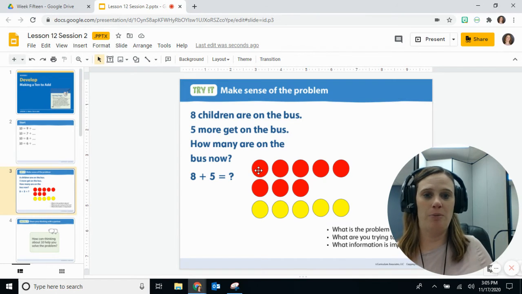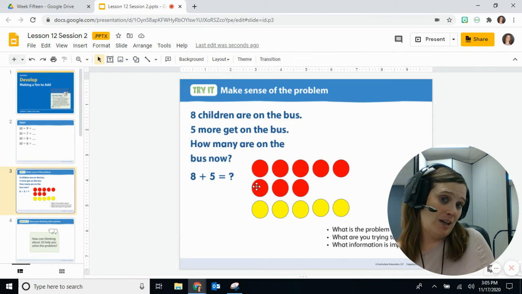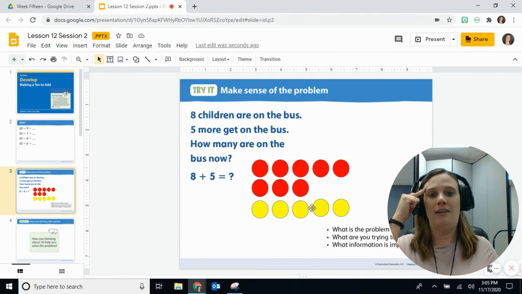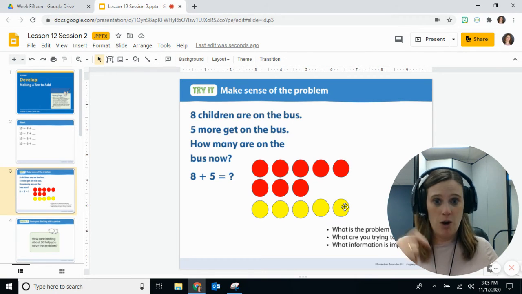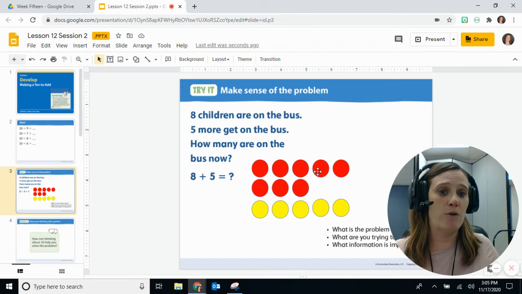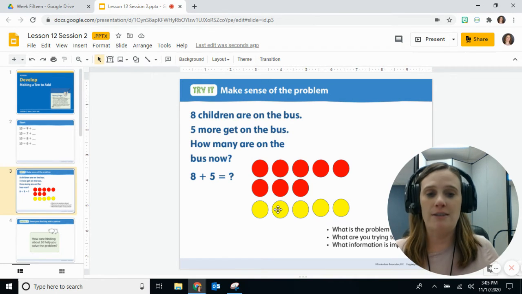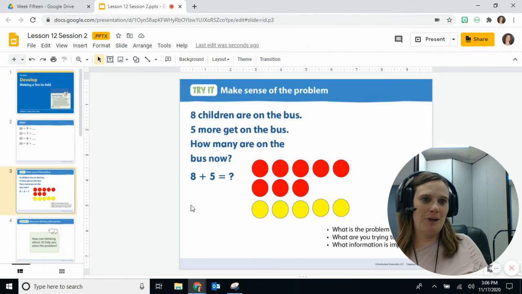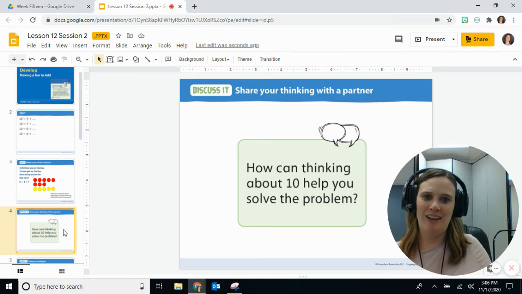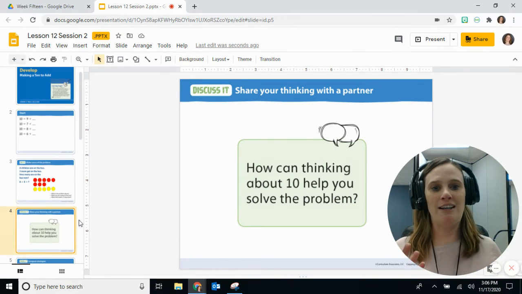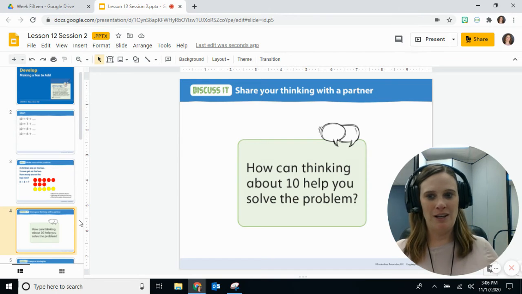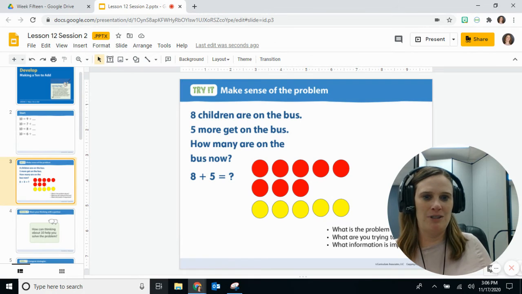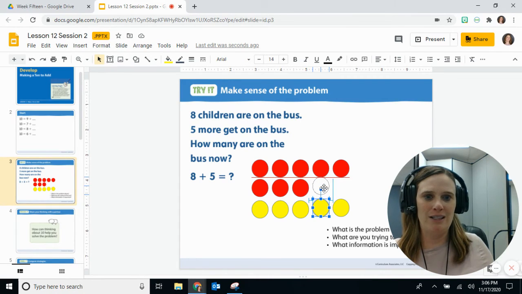But let's see. I would probably count like this and just start with 8, put the 8 in my head because I already know I have 8, and then count 9, 10, 11, 12, 13. Or you might count 1, 2, 3, 4, 5, 6, 7, 8, 9, 10, 11, 12, 13. Maybe. There's another way you can do it. They're going to show us on the model. It says, how can thinking about 10 help you solve the problem? Now that's interesting. Remember I told you I like to go to the 10 frames? Could we do it like this and slide these up here?